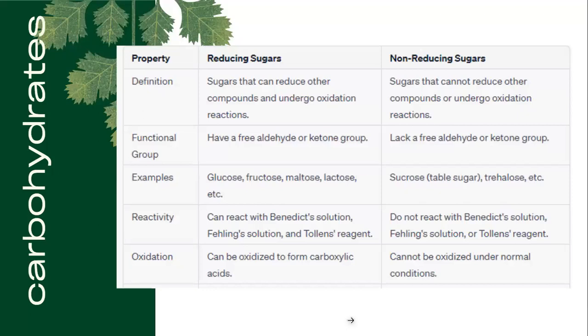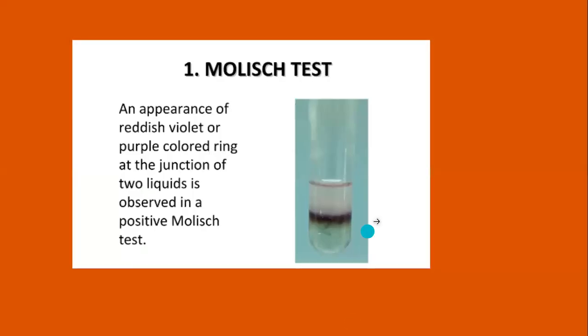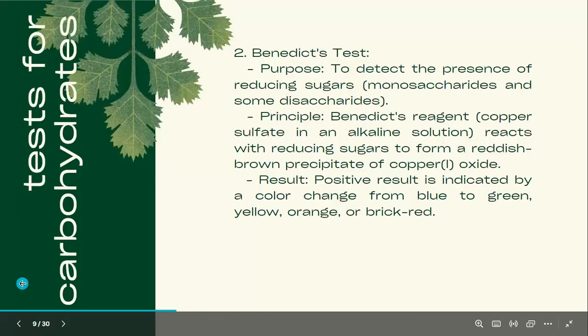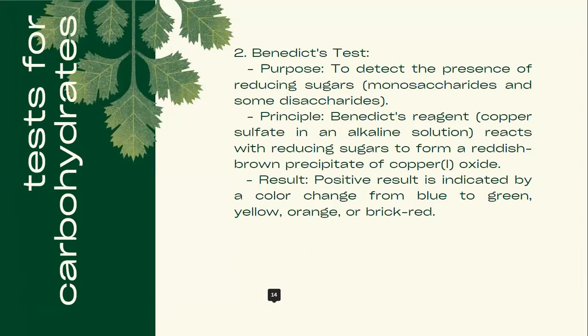Now there are different tests too. Mainly 3 tests are there to distinguish between reducing and non-reducing sugar. Please make note, reducing sugars will give a positive Benedict's test, Fehling's test, and Tollens' test. 3 tests. Okay, we'll be discussing these tests in detail. So first is the Benedict's test. Here you detect the presence of reducing sugars like glucose, fructose, etc.